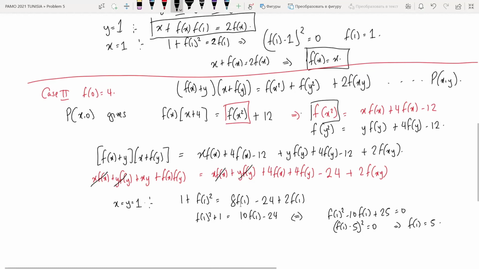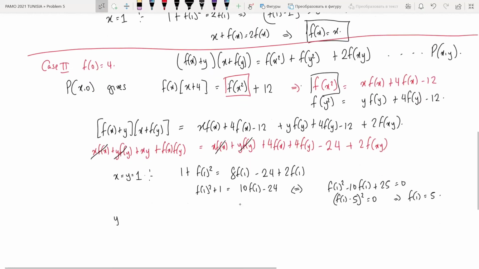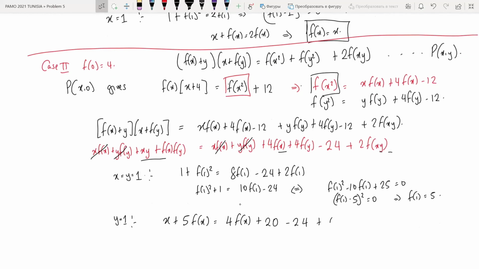So now that I found the value of f of 1, we can plug in just y equals 1. Remember, in this equation here, this is where we're plugging in. When plugging in y equals 1, what do we get? We get x plus 5 f of x equals 4 f of x plus 20, because f of 1 is 5. 4 times 5 is 20, minus 24 plus 2 f of x. So we can make f of x the subject of the formula here. As you see, we have found the value of f of 1.